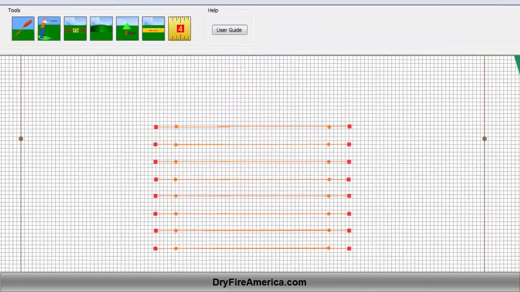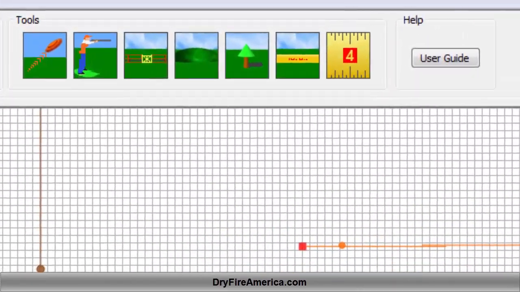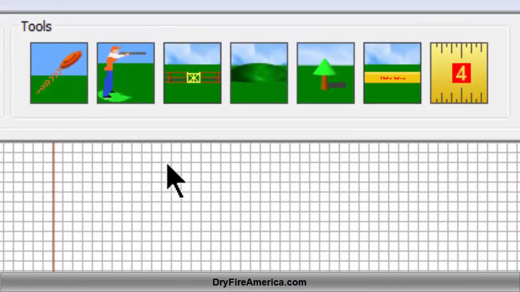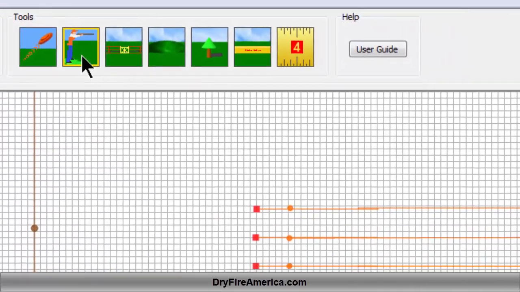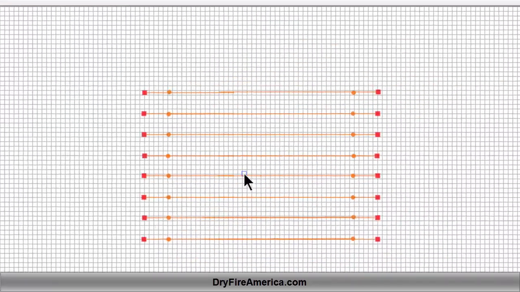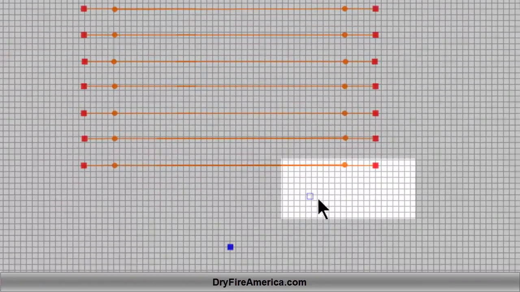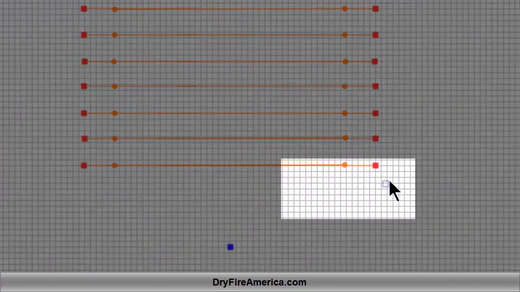In fact, let's go ahead and add that right now. How do we add a shooting stand? We're going to come up here and click on this where we have a little shooter standing there. We're going to click on that. Then I'm going to bring my arrow, and notice as I'm bringing my arrow, something is coming along with it.